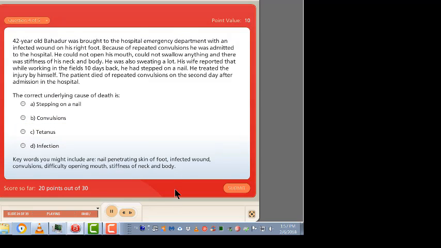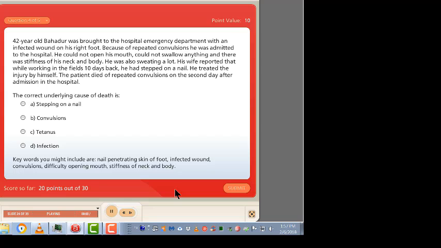Question 4. 42-year-old Bahadur was brought to the hospital emergency department with an infected wound on his right foot. Because of repeated convulsions, he was admitted to the hospital. He could not open his mouth, could not swallow anything, and there was stiffness in his neck and body. He was also sweating a lot.